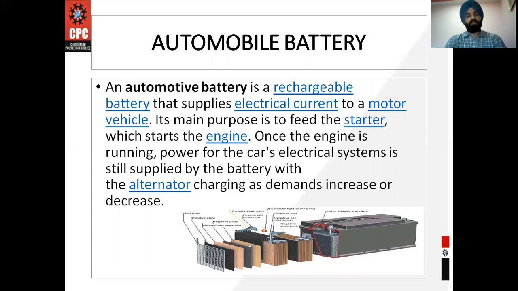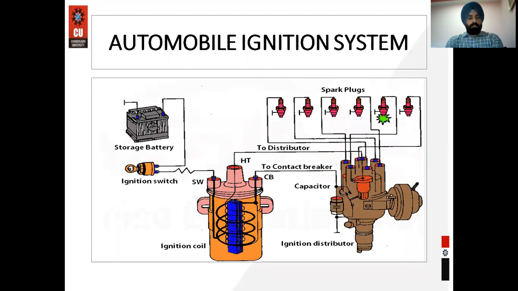Next topic is automobile battery. An automotive battery is a rechargeable battery that supplies electrical current to a motor vehicle. Its main purpose is to feed the starter, which starts the engine. Once the engine is running, power for the car's electrical system is still supplied by the battery, with the alternator charging as demand increases or decreases. Next is automobile ignition system.